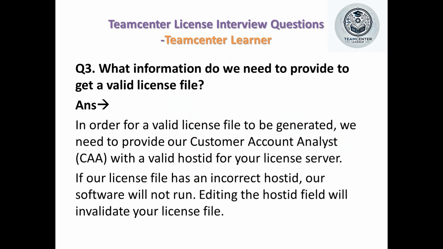So the next question is, what information do we need to provide to get a valid license file? In order for a valid license file to be generated, we need to provide the customer account analysis, CAA, with a valid host ID for your license server. If our license file has an incorrect host ID, our software will not run. And also if we edit the host ID field, our license file will get corrupted, meaning it will not validate.